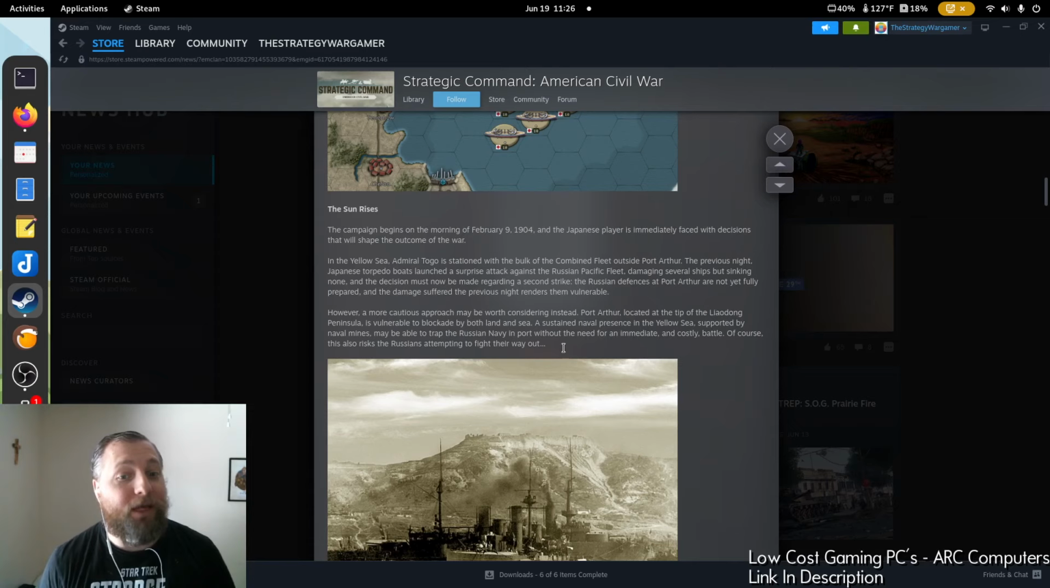The campaign begins on the morning of February 9, 1904, and the Japanese player is immediately faced with a decision that will shape the outcome of the war. In the Yellow Sea, Admiral Togo is stationed with the bulk of the combined fleet outside Port Arthur. The previous night, Japanese torpedo boats launched a surprise attack against the Russian Pacific Fleet, damaging several ships but sinking none, and a decision must now be made regarding a second strike. The Russian defense of Port Arthur is not yet fully prepared, and damage suffered the previous night renders them vulnerable. However, a more cautious approach may be worth considering.